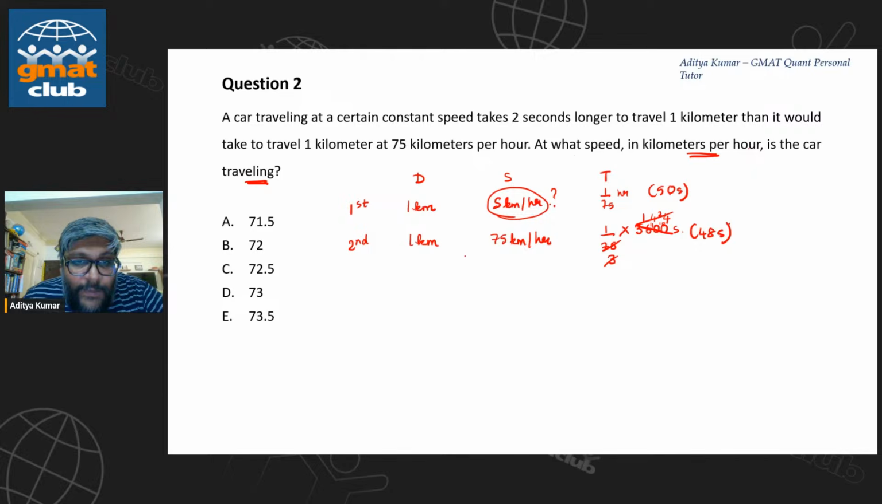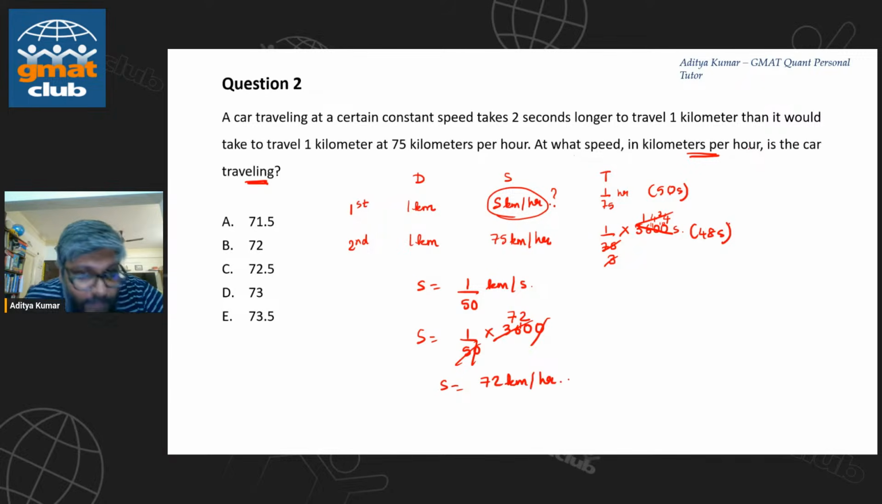So I need the speed. Speed is equal to distance divided by time. So speed will be 1 by 50 kilometers per second. But remember, I want it in kilometers per hour. So 1 by 50 into, again, 3,600, right? So if it goes, 5 sevens are 35, 5 twos are 10. So the speed is 72 kilometers per hour.